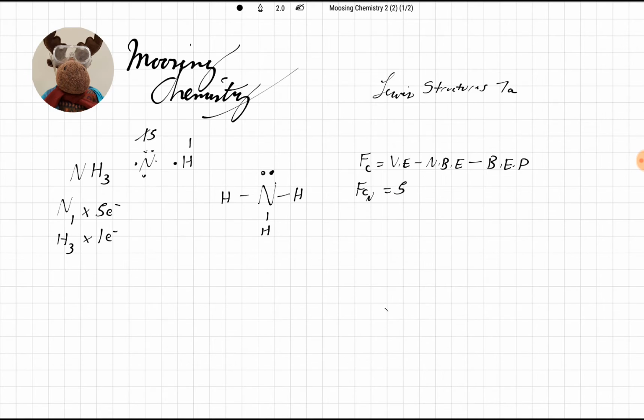Nitrogen came with 5 valence electrons. See that right there? That goes to that there. Minus the non-bonding pair. Well, we have one non-bonding set of electrons, so that's 2. And how many bonds do we have? We have 1, 2, and 3. Minus 3.